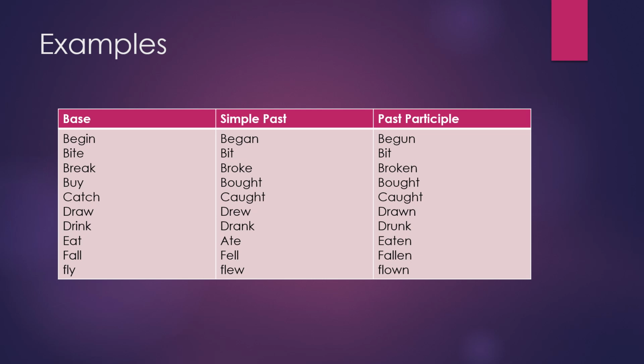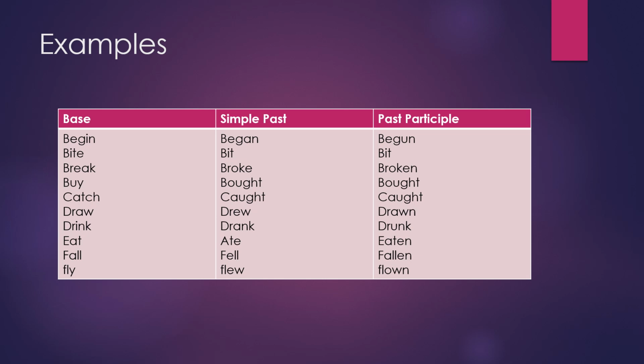Begin is in the simple present tense. And to change to the past tense, can you guess what letter is changed? Absolutely correct. The I becomes an A and the past tense is began. The past participle, however, is a little bit different as we change it to U. So we have begin as the present tense, began as the past tense, and for the past participle, begun.